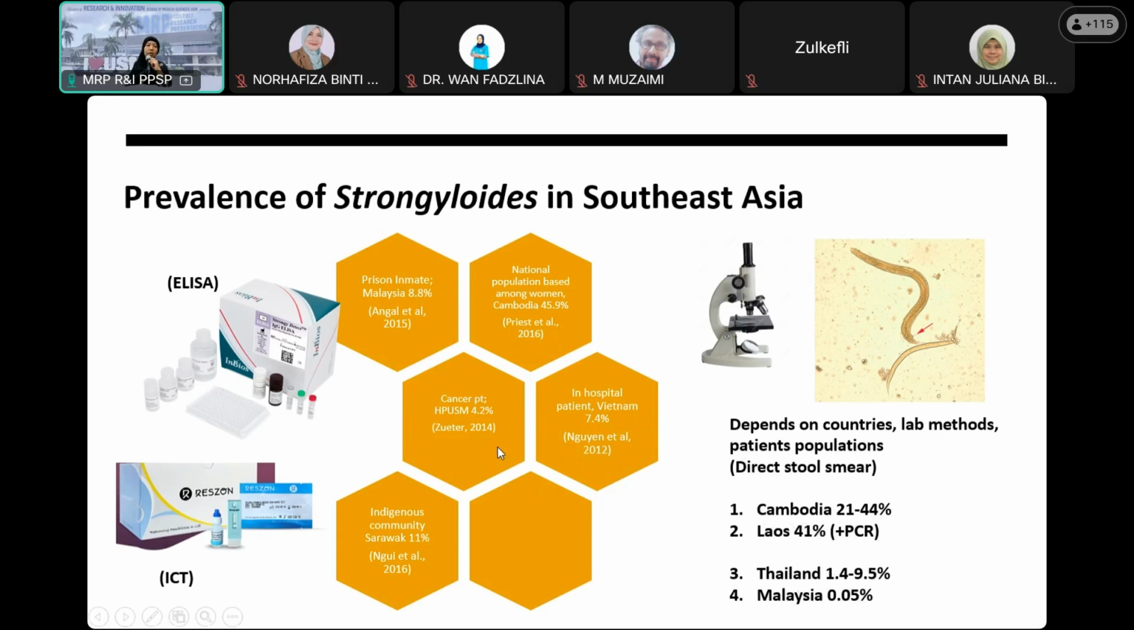So what about the seroprevalence? It can be detected by ELISA or ICT method. In a national population-based study in Cambodia, the seroprevalence is 45%. In hospital patients in Vietnam, 7.4%. In Malaysia, we have three figures. One is cancer patients here, 4.2%. This figure is from 2014. In prison inmates, 8.8%, and in an indigenous community in Sarawak, 11%.